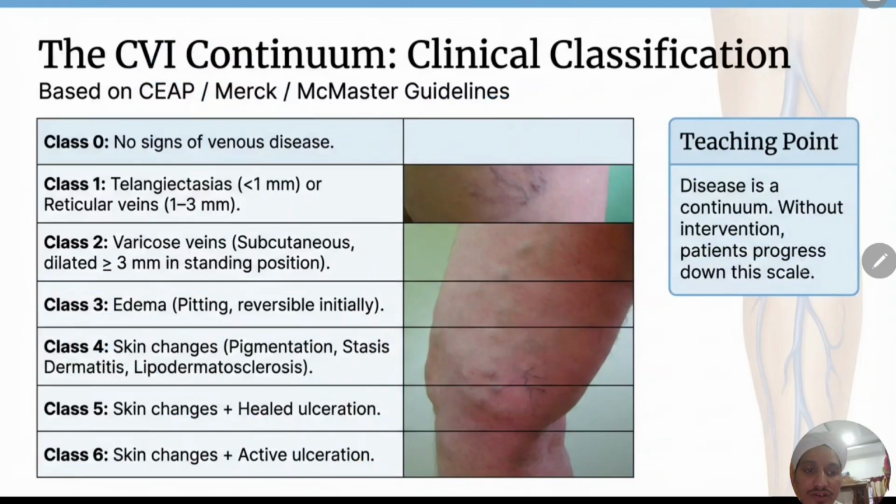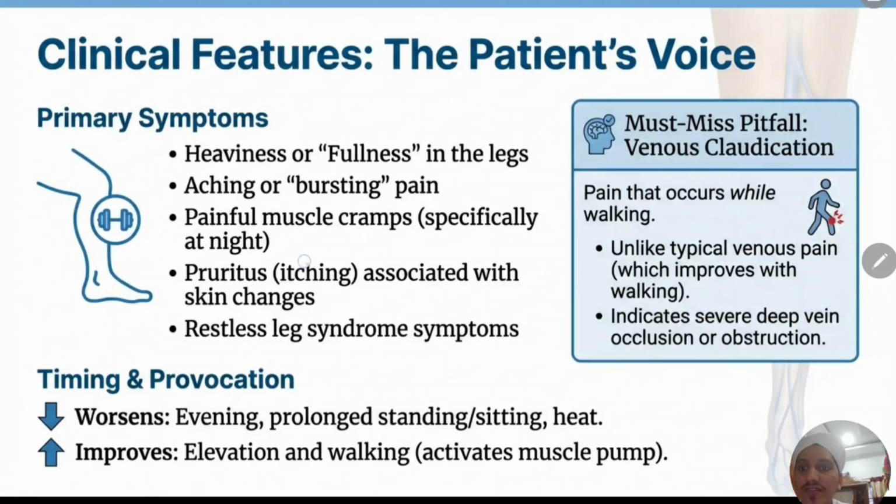Okay, moving forwards. So this is our classification, which is based on clinical features only. So what are the symptoms? Primary symptoms: the patient will feel heaviness or fullness in the legs, aching or bursting pain, painful muscle cramps, specifically at night, and pruritus or itching, which is associated with skin changes, meaning stasis dermatitis. The patient will also have restless leg syndrome symptoms. So these are the primary symptoms.